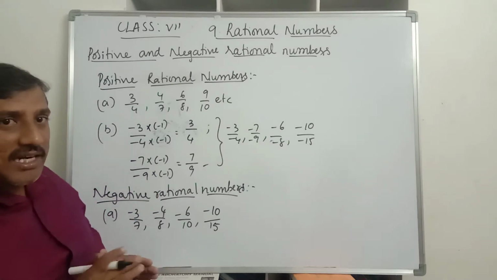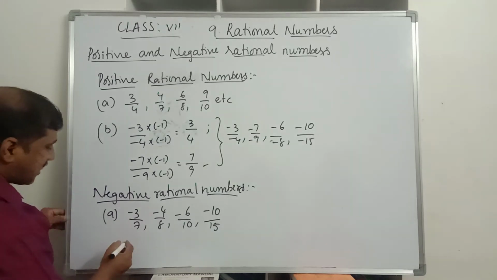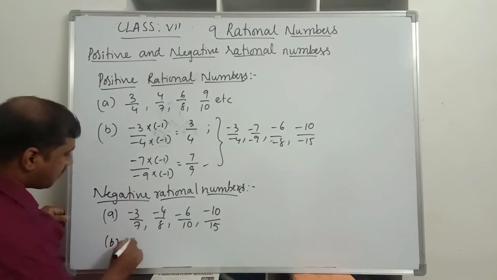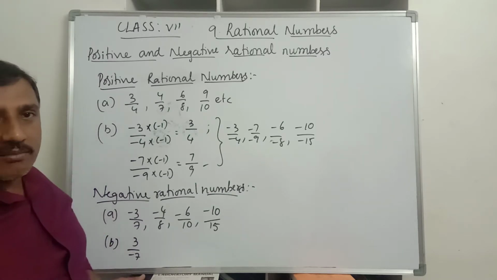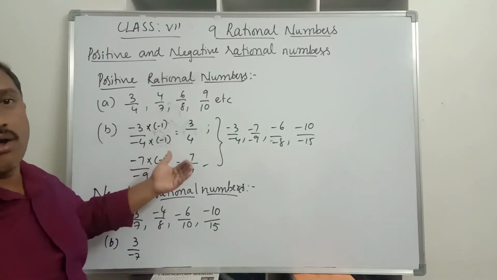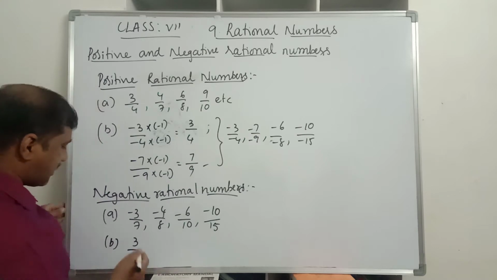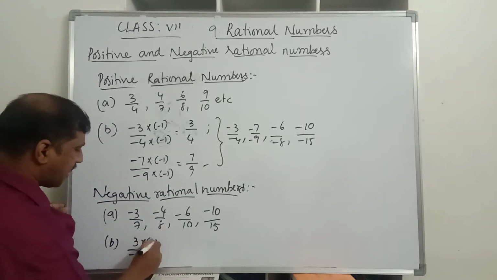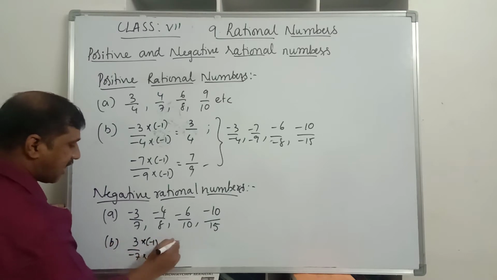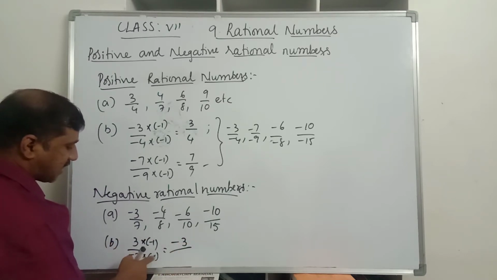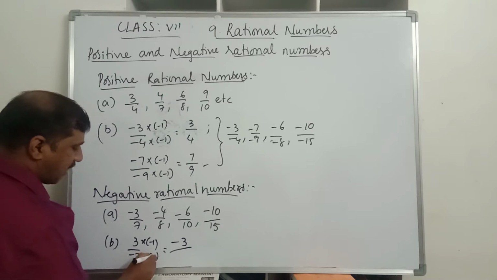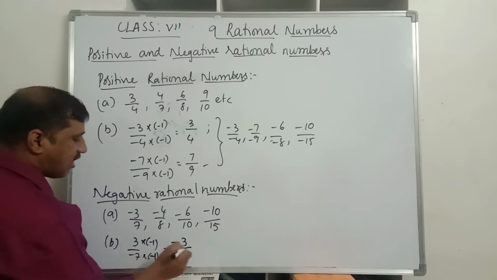What about if the denominator is negative, like 3 divided by minus 7? What about this kind of rational number? They are also negative rational numbers. How? Multiply both by minus 1, and we will get plus into minus, minus 3 into 1, 3, divided by minus into minus, it is plus, 7 into 1, it is 7.